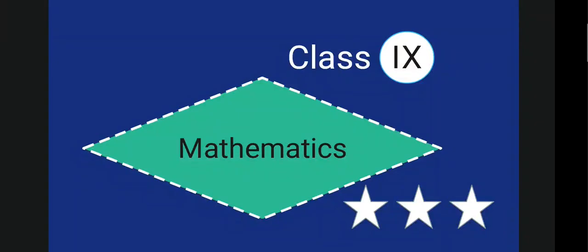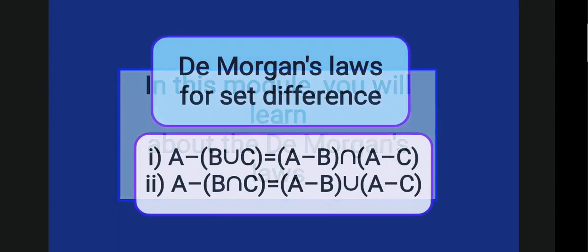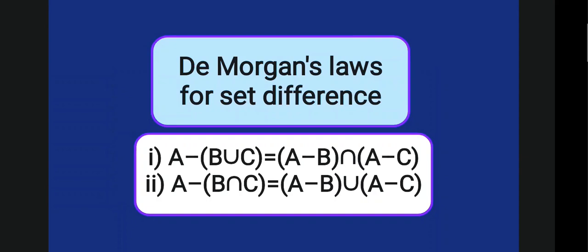Good morning, students. In this module, we will learn De Morgan's laws for the set difference. There are two formulas. The first one: A minus (B union C) equals (A minus B) intersection (A minus C). And the second one: A minus (B intersection C) equals (A minus B) union (A minus C).